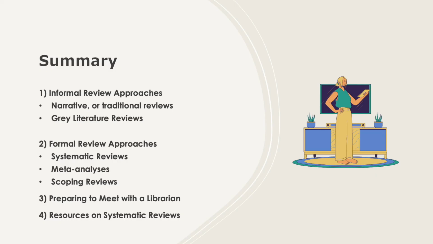Today, we have discussed some of the different types of literature reviews, including narrative, scoping, systematic, and gray literature reviews, as well as their appropriate uses. We also reviewed some of the steps that you can take to prepare for a meeting with a medical librarian and introduced you to some resources on conducting systematic reviews.